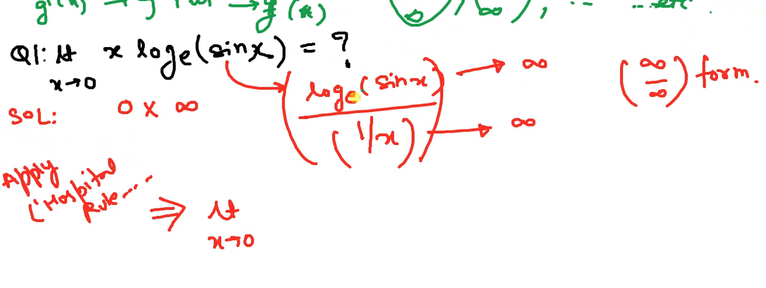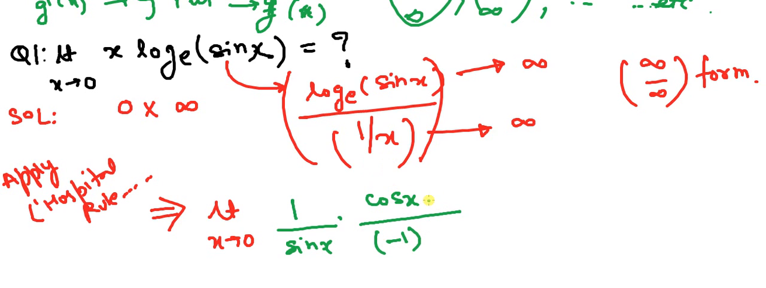When you differentiate log of sin x, you'll get what? What is the differentiation of log of sin x? I hope you know differentiation, then only you will be able to solve limits. So 1 divided by sin x into the differentiation of sin x, which is cos x, whole divided by, what is the differentiation of 1 by x? It is minus 1 by x square. So minus 1 here and x square here. This is the format that you've got.